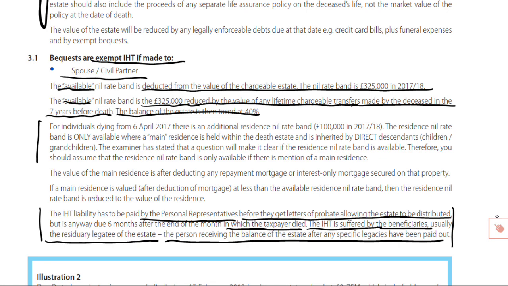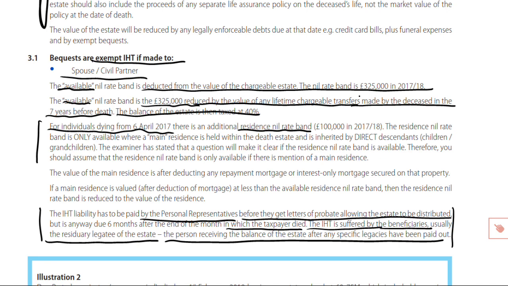something should be done in this situation where within the death estate the main residence is being left to a direct descendant, the children or then the grandchildren, that maybe a further deduction, a further nil rate band should be available purely against the value of that main residence, that property. And so it is, therefore, that we now see here in the notes that new to the 2017-18 tax year, for individuals dying from the 6th of April 17, there is this additional residence nil rate band.